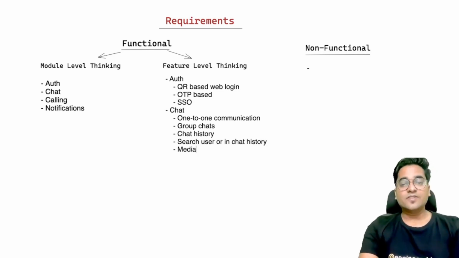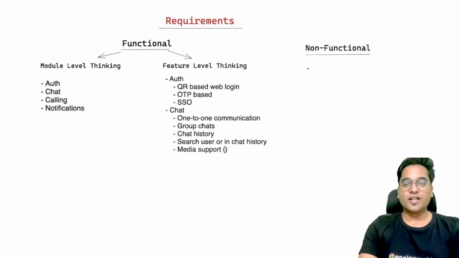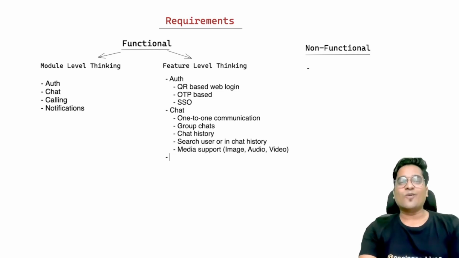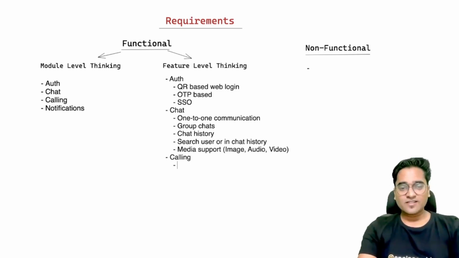There are other things which are important when we talk about chat. We do have media support in terms of image, audio or video. We can send audio and video when we talk about chat. There can be n number of other features and functionality, but for our discussion we'll scope it here. What else can we think of? As we talked about calling, two major things come with it: the audio support and the video support. What else in terms of notification?